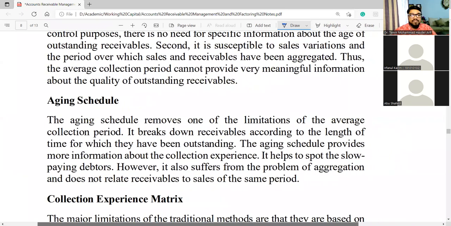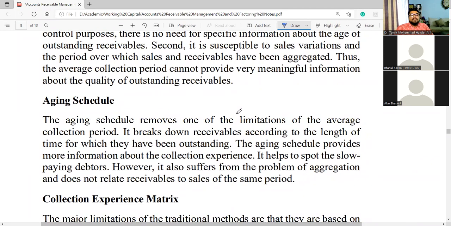Then what is an aging schedule? How does it work? An aging schedule breaks down receivables according to the length of time for which they have been outstanding. So there is a difference from when we calculated the days we need to collect the money. We just know the days, nothing more from the previous calculation. So we know that if we sell on credit, it takes 60 days to get our money back. So this is very limited information. Yeah, that is not enough.